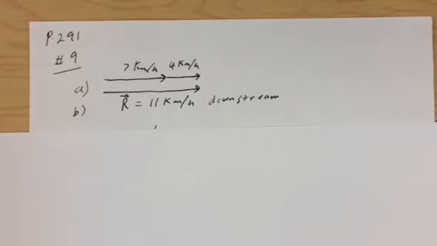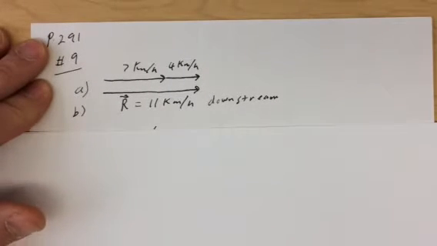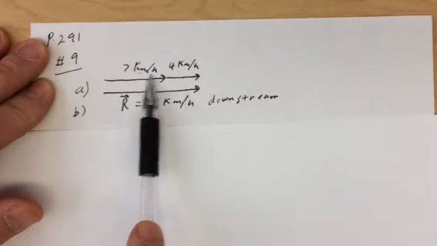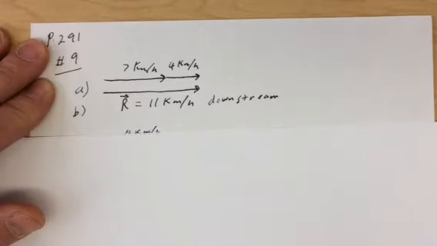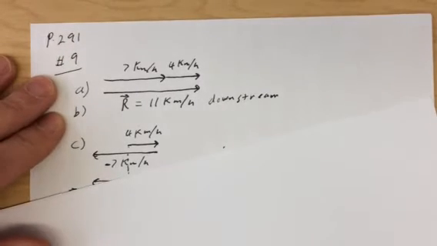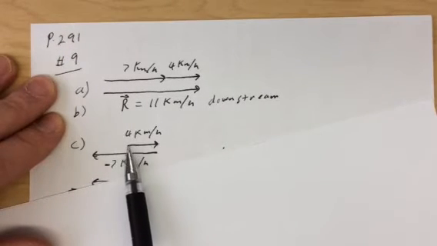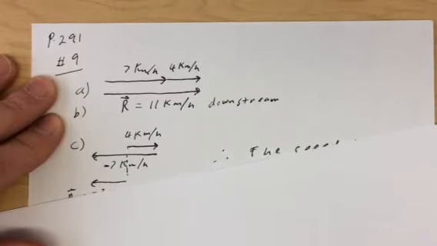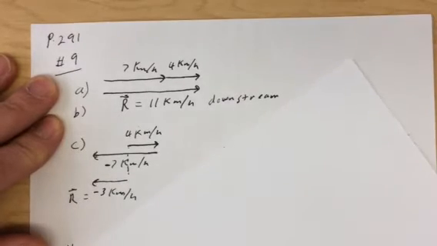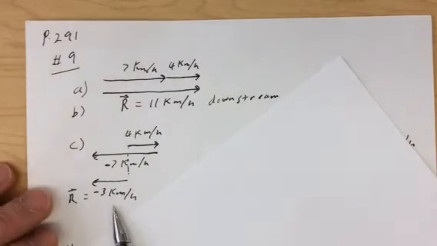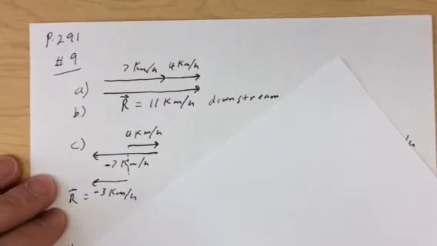For part C, what if she was paddling against the current? So she was paddling upstream. Well, we could call downstream a positive direction, upstream a negative direction, and we could have a diagram that looks like this. So 4 kilometers an hour forward, negative 7 kilometers an hour backwards. And the resultant is the difference of those two, which is this, negative 3 kilometers per hour, or upstream 3 kilometers per hour.